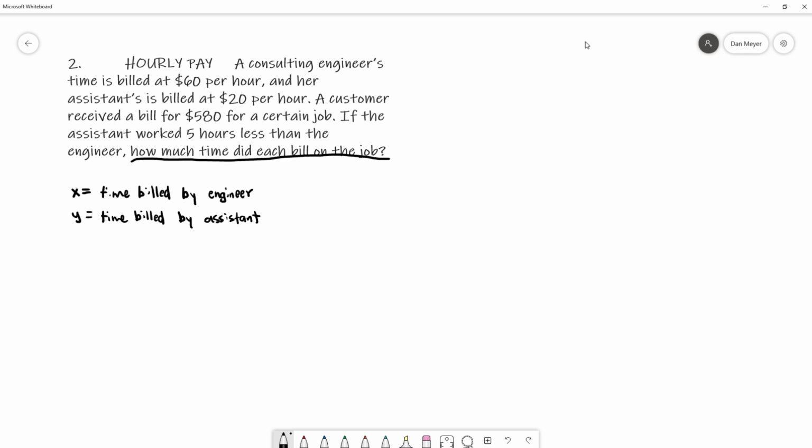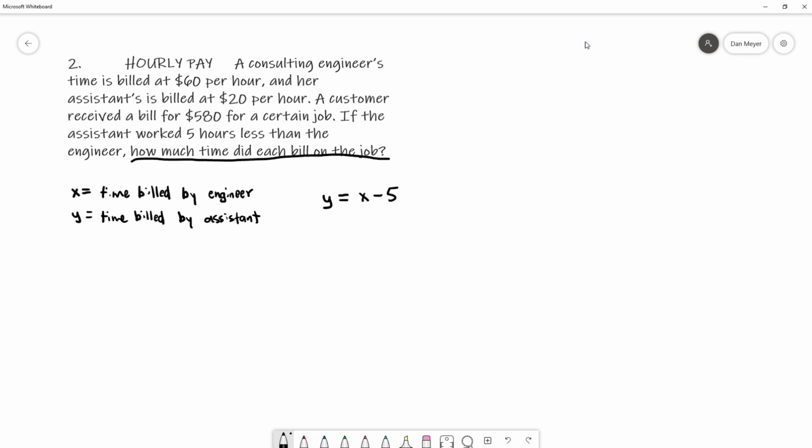Now, there's a relationship between these 2 variables. The assistant worked 5 hours less than the engineer. The time worked and the time billed should be the same amount here. The time billed by the assistant will be 5 less than the time billed by the engineer. That's X minus 5. 5 less than translates into subtract 5 from. So we don't really need this second variable, but we're going to keep it to make our task a little bit easier.